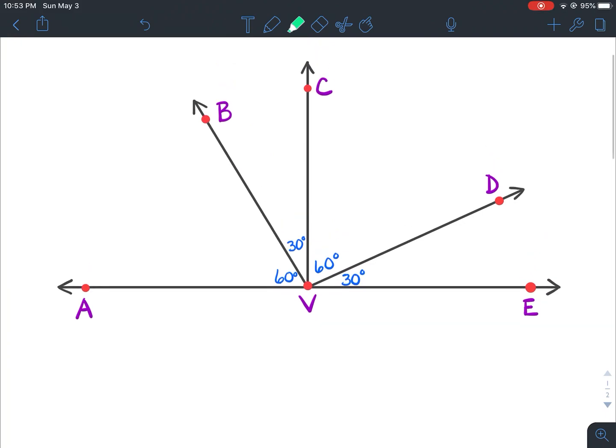So that is some examples on complementary, supplementary angles and linear pairs. If you have any questions, let me know.